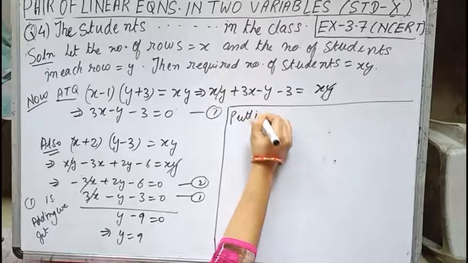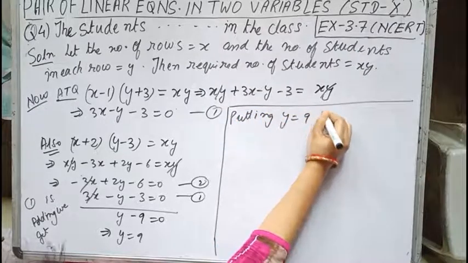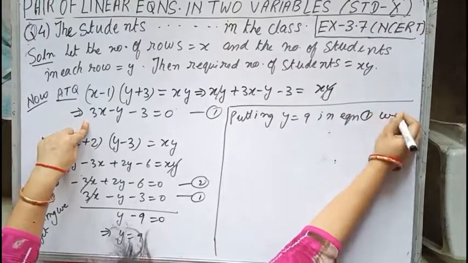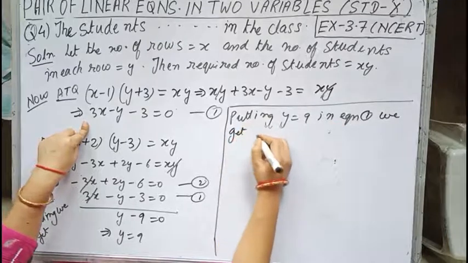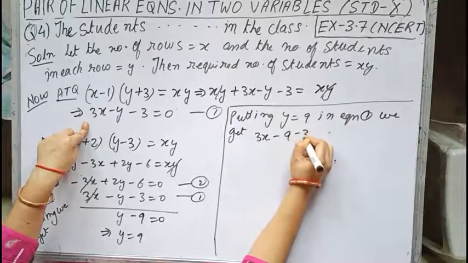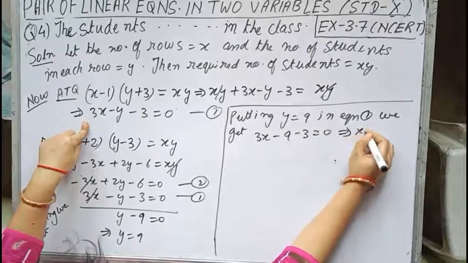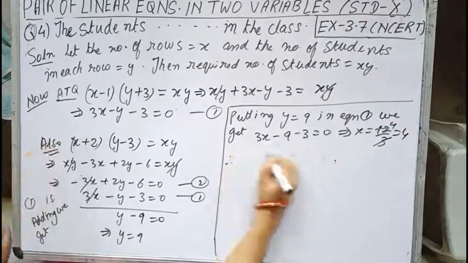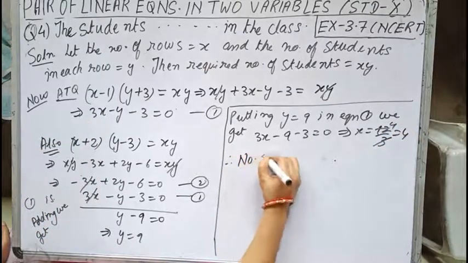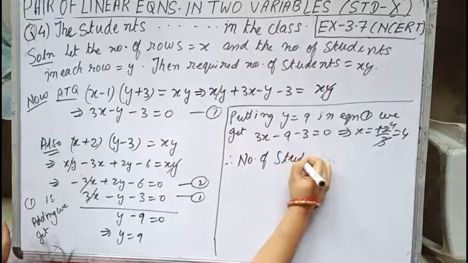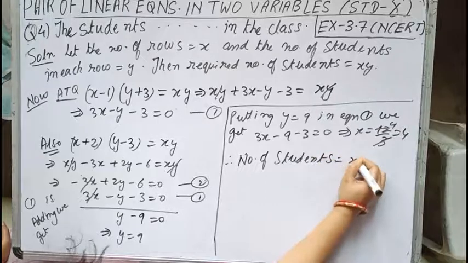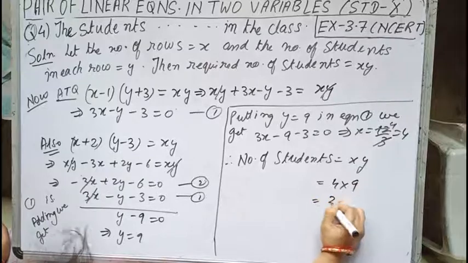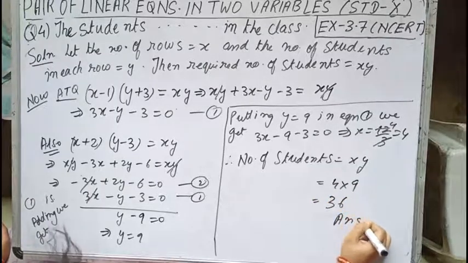Putting y equals 9 in equation 1, we get 3x minus 9 minus 3 equals 0, implies x equals 12 by 3, that is 4. Therefore, number of students equals xy equals 4 into 9 equals 36, and this is the answer.